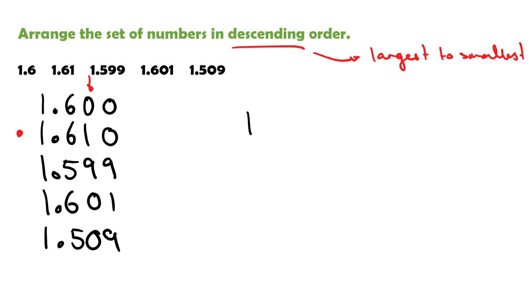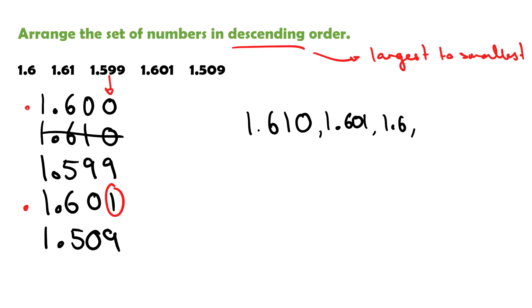So the largest number is 1.610. I'm going to cross that number out and we're going to do it again. We're looking at this column here, all ones. Look at this column here, we've got 2 6s, 6 here, 6 here. So we're going to look at the next one. Both are zeros, so again we're going to look at the next column over here. And we have a 1 down here, which is bigger, so that number comes next. So we have 1.601, and then we're going to have our last 1.6 next.